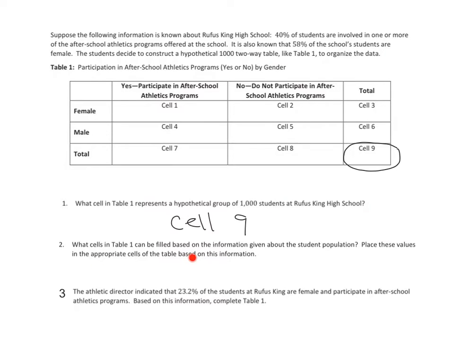What cells in table 1 can be filled in based on the information known about the student population? So let's see, if we know that 40% of the students are involved in one or more of the activities, I would say, yes, students participate in athletic programs, and my total is 40%. So I'm saying cell 7. And then if I know 58% are female, I would say the total column of females would be 58%, so that would get me cell 3.